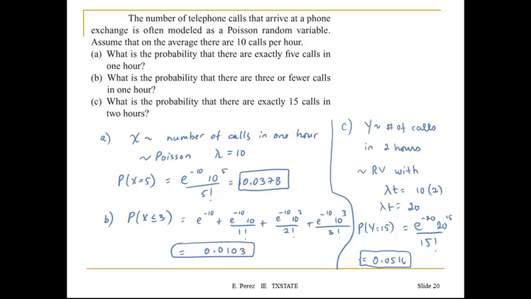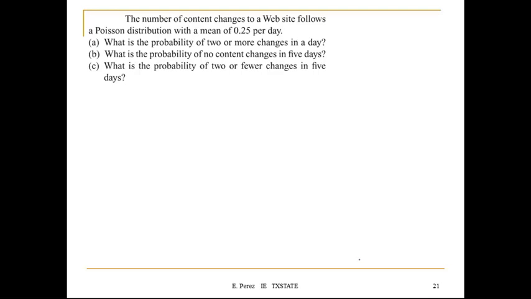We have one more example. Here we have the number of content changes to a website following the Poisson distribution with a mean of 0.25 per day. What is the probability of 2 or more changes in a day? So again, for this problem, I'm just going to state the probability. Here you have the probability of X being greater than or equal to 2, because you're asking 2 or more changes in a day. So that would be equal to 1 minus the probability of X equals 0 plus the probability of X equals 1. And that is equal to 0.026.